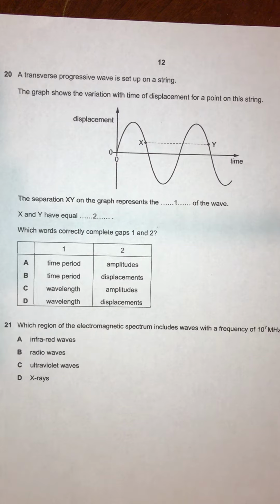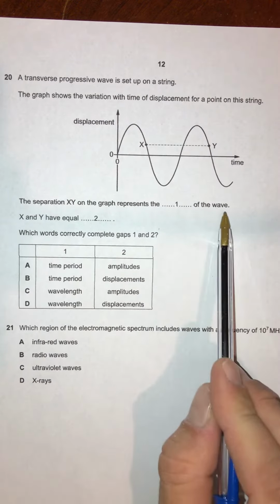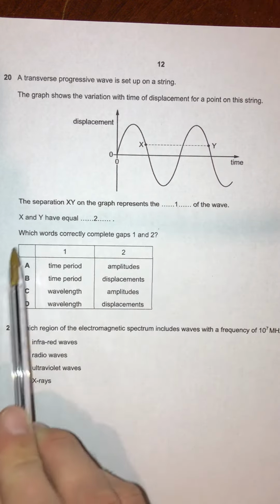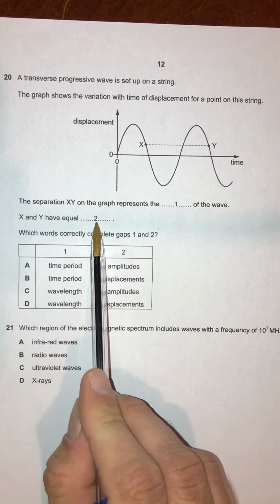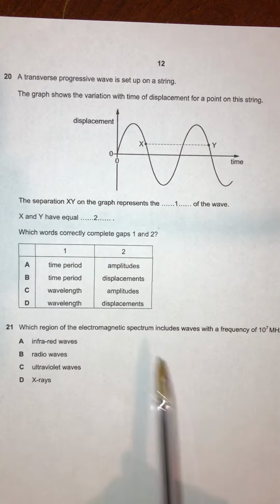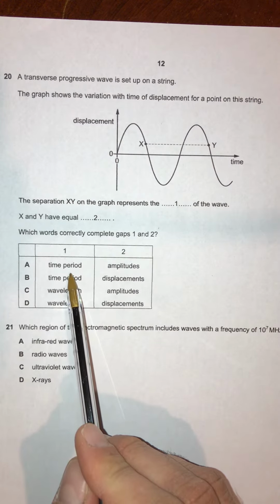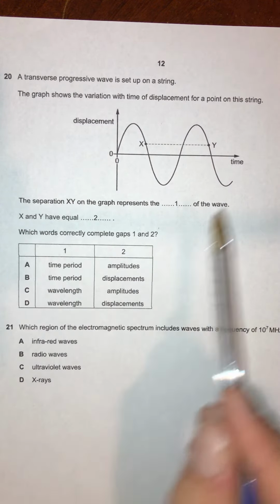The separation XY on the graph represents the blank of the wave, that's labeled 1. X and Y have equal blank, 2. Okay, and we can see our answer choices here have columns 1 and 2, and we are to find the corresponding terms that belong in here.